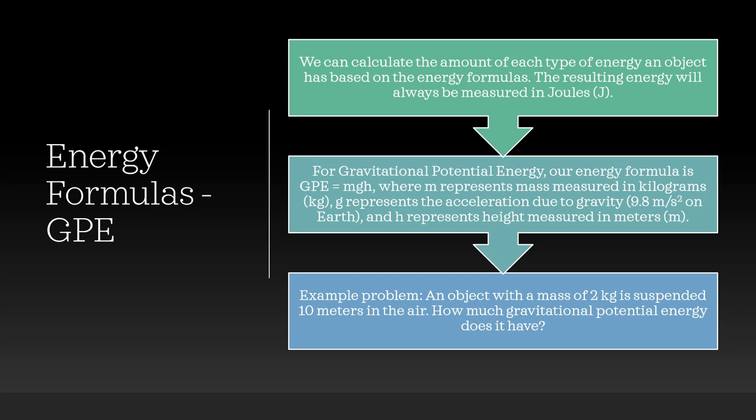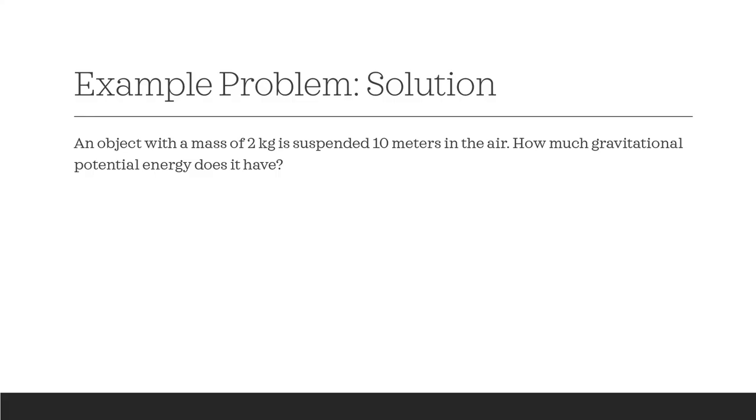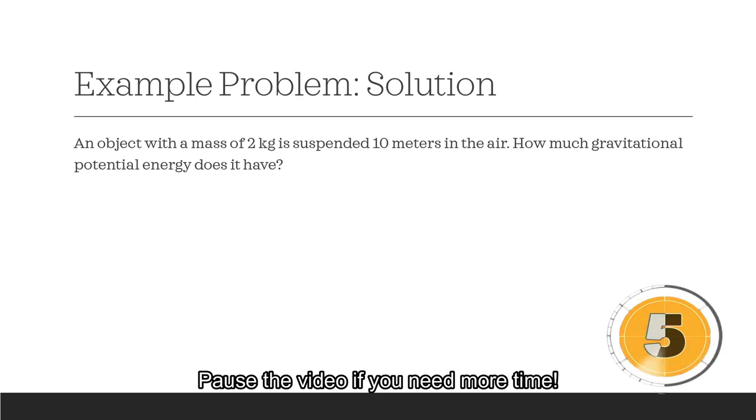So looking at an example problem, which I will give you a minute to do on your own, an object with a mass of 2 kilograms is suspended 10 meters in the air. How much gravitational potential energy does it have? And that same problem is written right here. I'm going to go ahead and give you guys a little bit of time, pause the video, and we're going to work through it together.